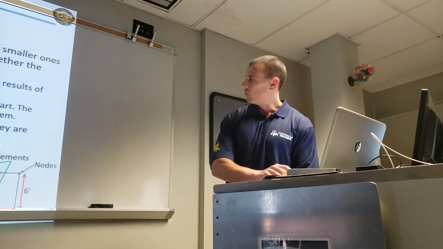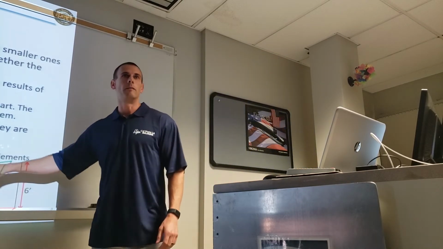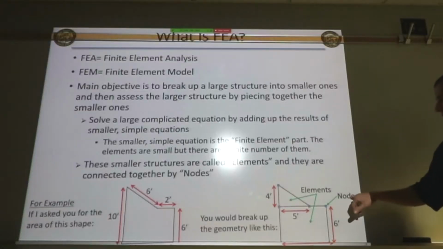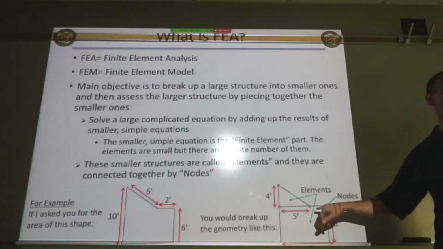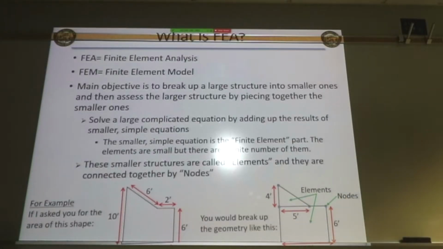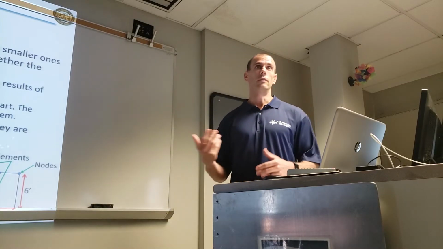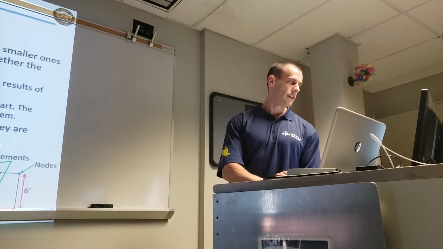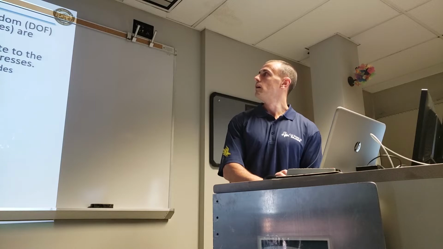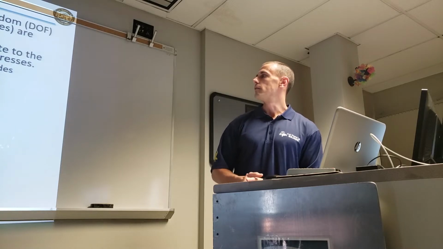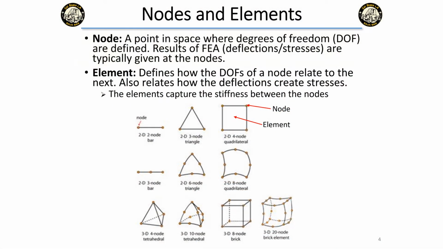And so what you did was you made 2 elements, and you created those by boundaries, which are nodes. So that's a real simple example of what finite element analysis is doing. This is further defining nodes and elements. So a node is a point in space where there are degrees of freedom.